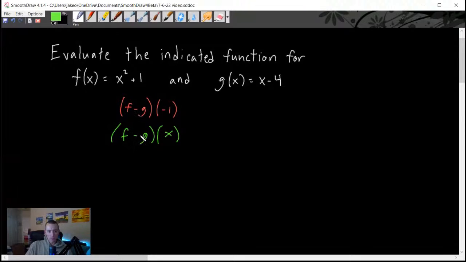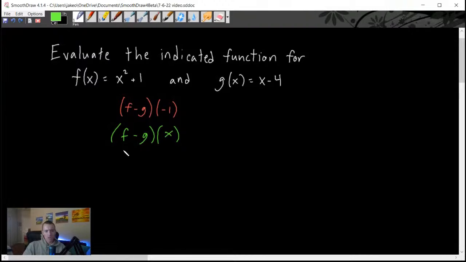In this case, we're doing f minus g. We're going to want to start by finding f minus g of x. And then once you have figured out what f minus g of x is and have that generic function for f minus g, then you can deal with the negative 1 that we have in the parentheses here to evaluate this function f minus g of x at x equals negative 1. So that's always your first step, finding the generic function for whatever it is that it's telling you to evaluate.